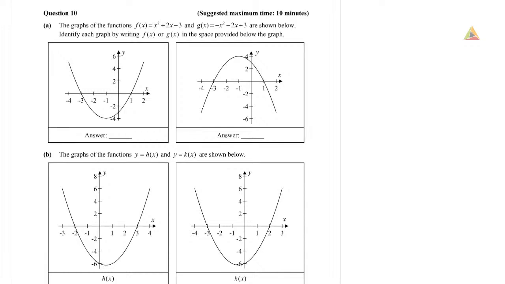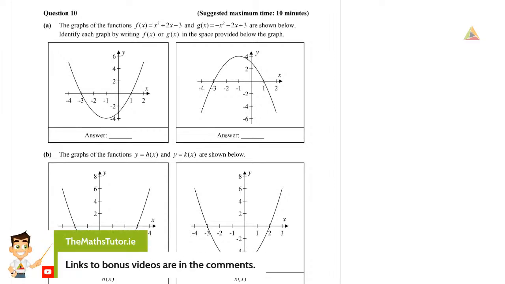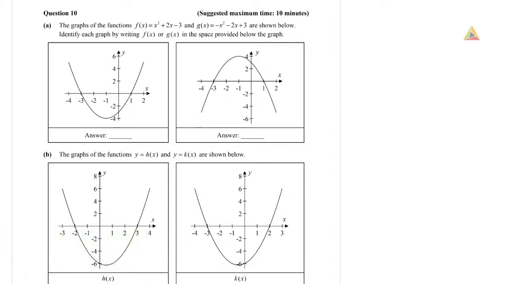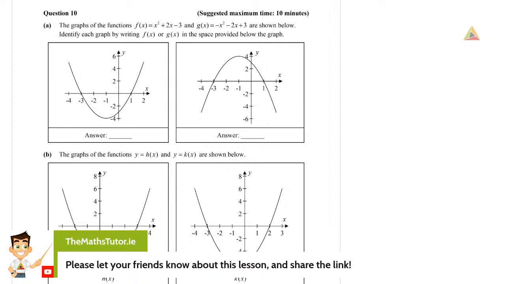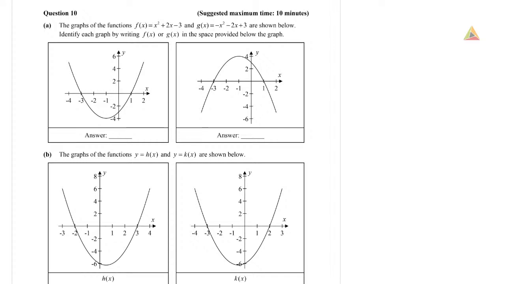So for part A, one of these is the f of x and one of these is the g of x. It's actually going to be very straightforward for this one because you only have two graphs. One of them is a U shape and the other is an N shape. The one that is a U shape is where the x squared is positive, so this must be the f of x. And then the g of x is negative, so this one must be the g of x because it's an N shape. So that's the g of x.